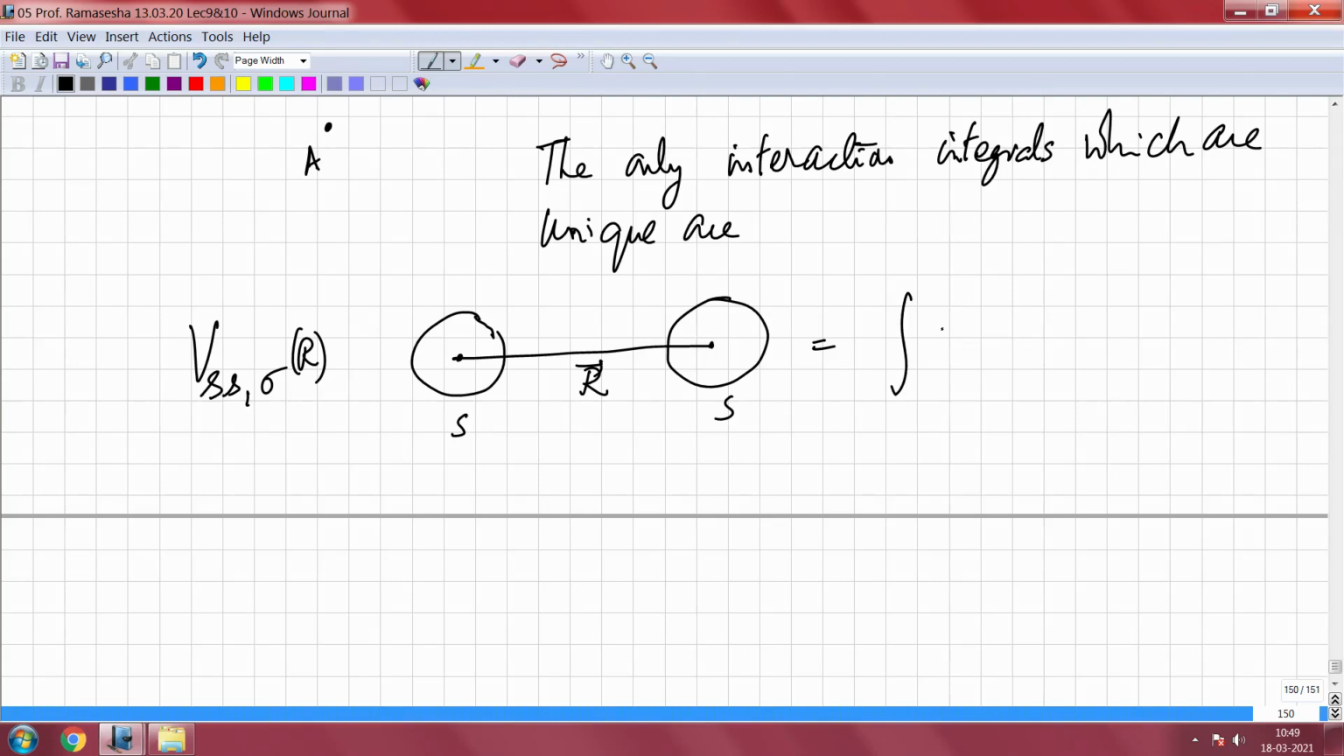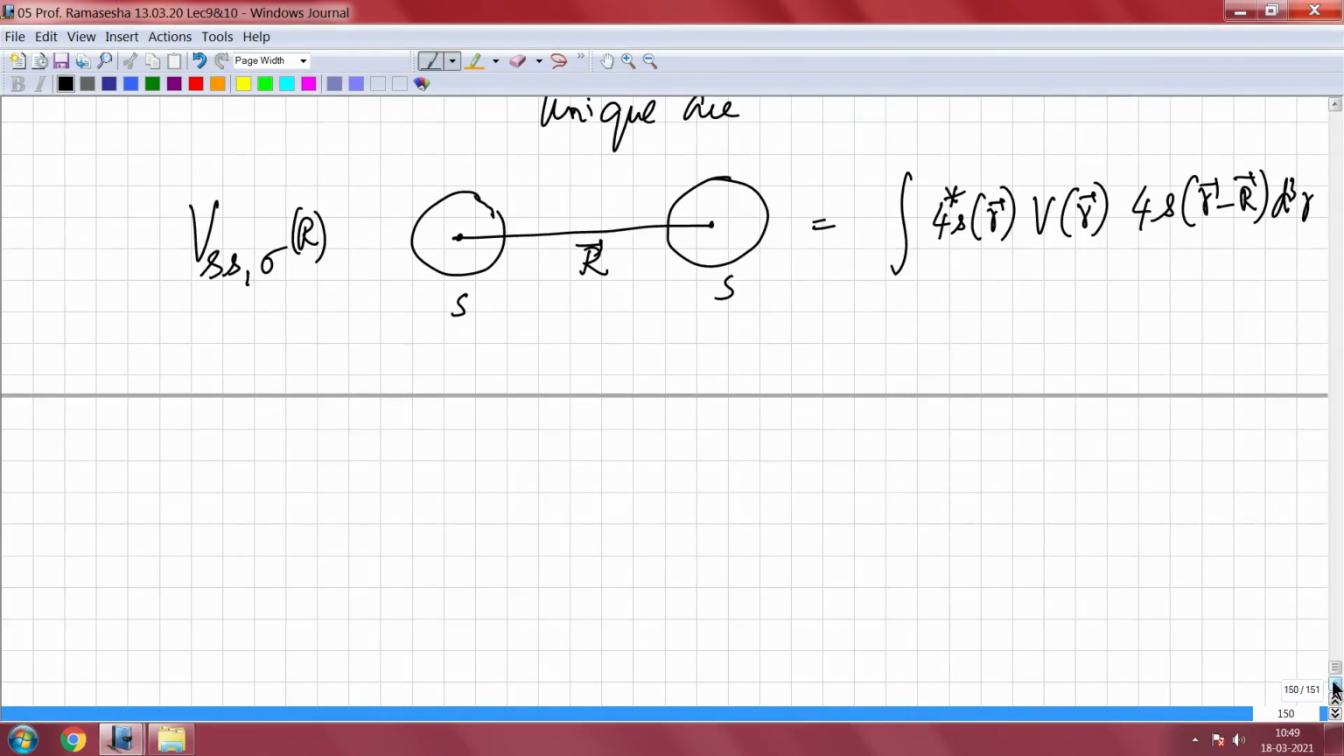So this is nothing but the integral of phi_s star of r times V of r times phi_s of r minus R d cubed r. So this is the integral. And if I am having p orbitals, so s and p orbitals are also going to be having only sigma overlap. VSP sigma at r is the following.